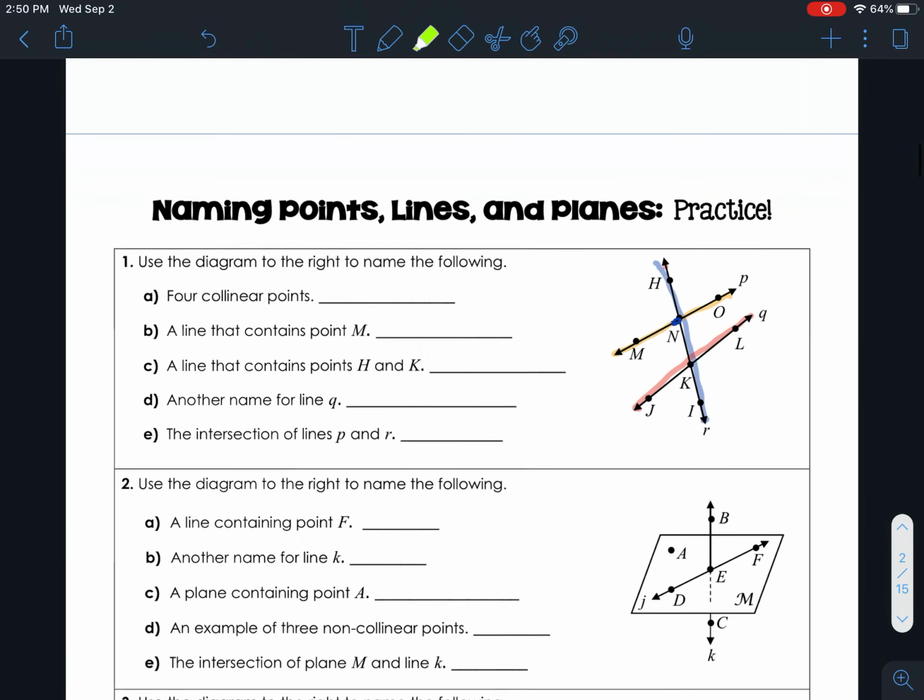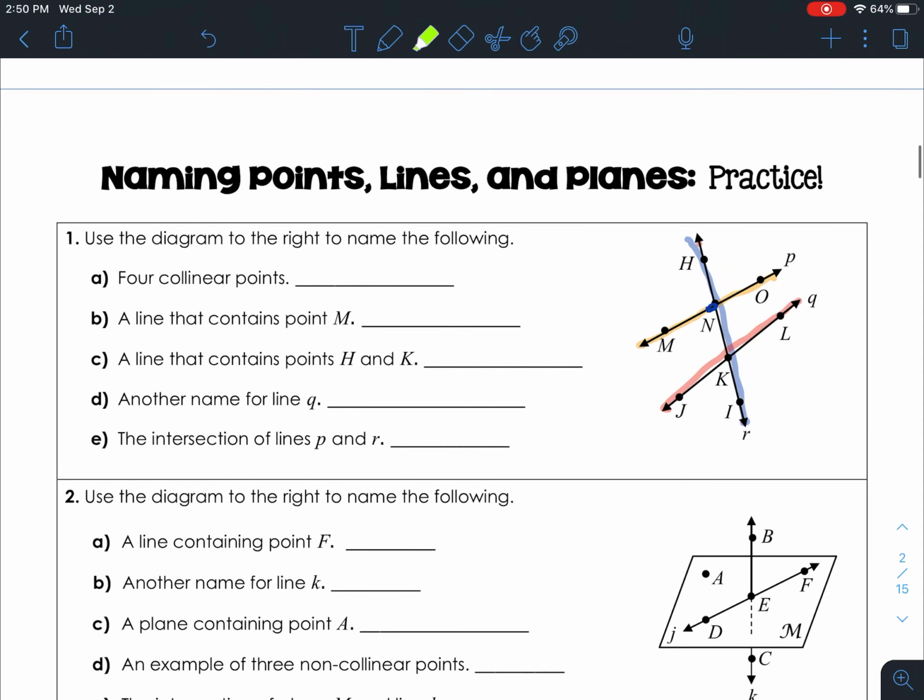All right, moving on now to some practice. So number one, we are going to use this diagram here with my yellow, red, and blue, and we are going to start to name some things. So it was like 4 collinear points. So I have to look at my diagram and find 4 points that lie on the same line. Those 4 points that lie on the same line are going to be H, N, K, and I. If I were to say H, N, K, and J, J does not lie on the same line as H and N, so I couldn't use that one.